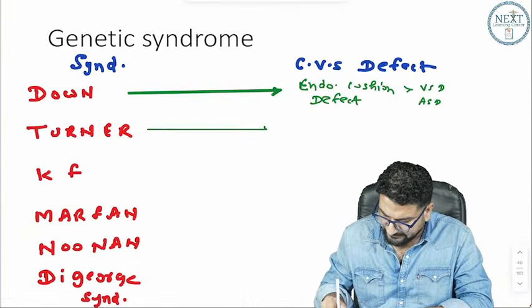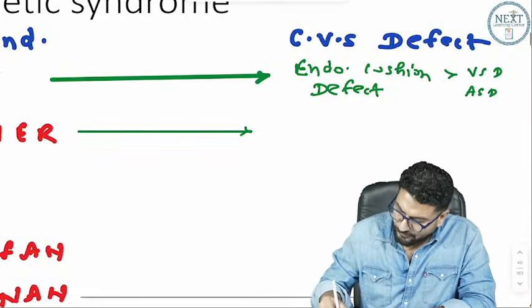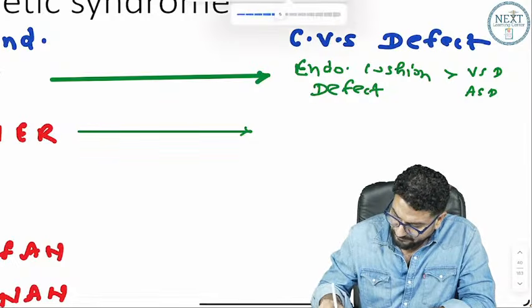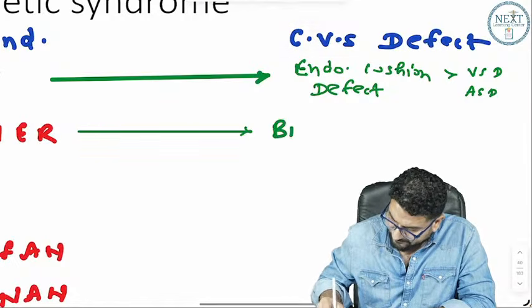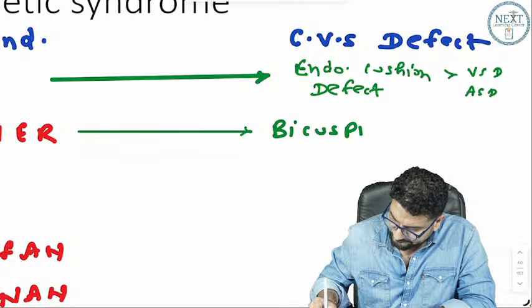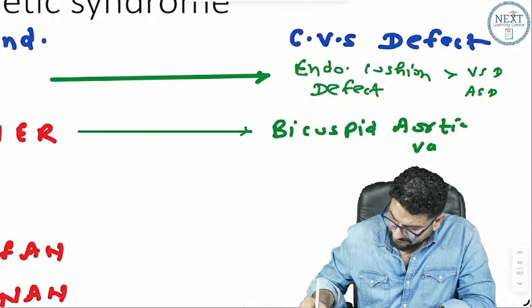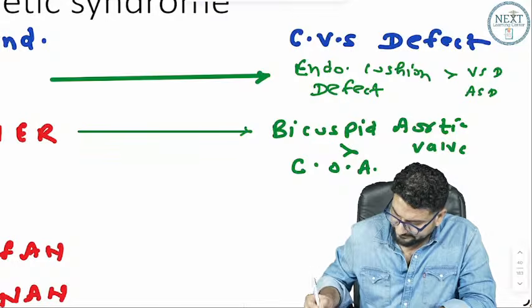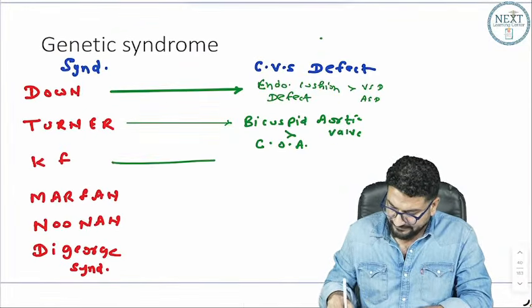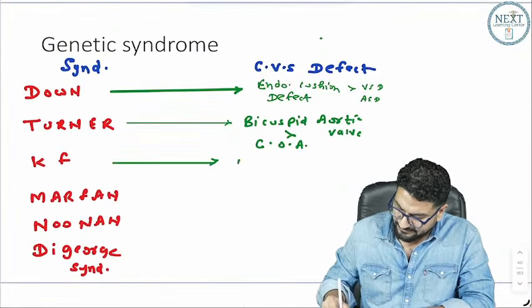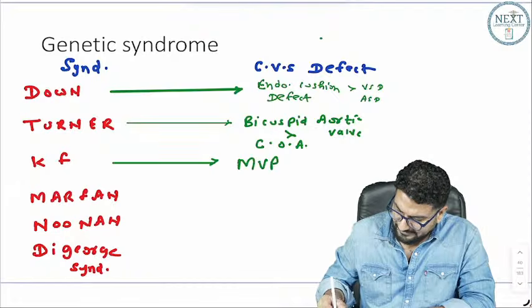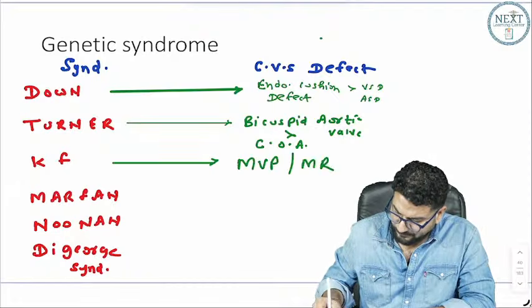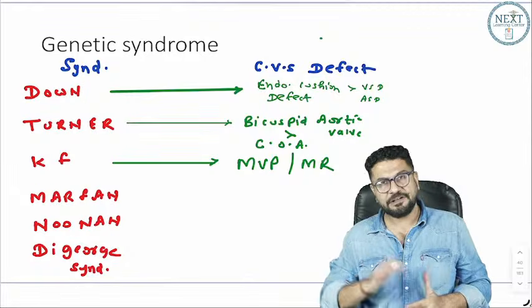Okay. Now coming to Turner syndrome. Turner syndrome, most common cardiac defect. Anyone? Can you tell me most common? It will be bicuspid aortic valve. It is most common, but in exam, what they ask? They ask you coarctation of aorta. Klinefelter syndrome. There will be mitral valve prolapse, and this mitral valve prolapse is the most common cause of MR. Later on, it can convert into MR.